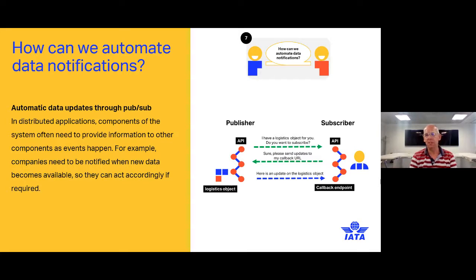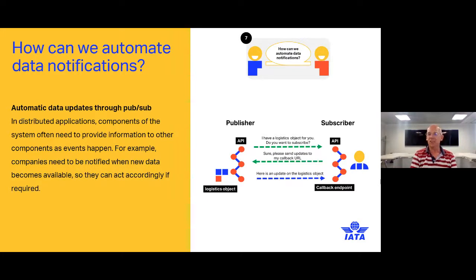The way that works is that the original publisher, which in the previous example was the forwarder, may say to the airline, hey, listen, I've got some information for you. Here's a URI. Would you like to subscribe to that? And the airline will say, yes, sure, I want to subscribe. Whenever you have updates, please send them to my callback URL. The publisher, which was the forwarder, takes note of the URL, and any time there's a change that is meaningful, they will update that callback endpoint.